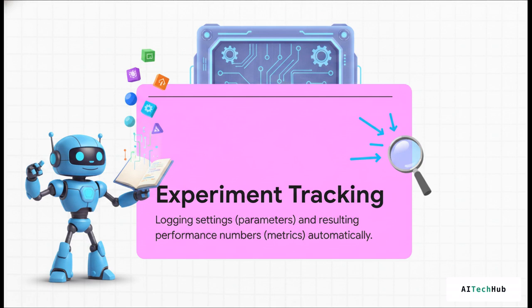This first core piece of the tool is called experiment tracking. Every single time you run a training job, MLflow logs it automatically as a run. It captures the specific settings you used, which in ML terms we call parameters. Think of parameters as your dials, like your learning rate or the depth of a neural network. It also captures the resulting performance numbers, which we call metrics. Think of metrics as your grades, like your overall accuracy or error rate. And the best part? It does all this automatically in the background. You never have to manually write any of it down yourself.